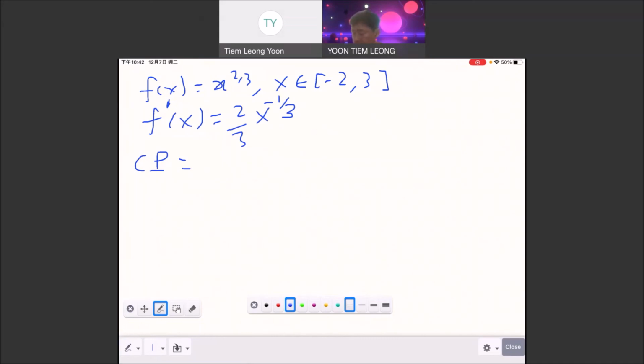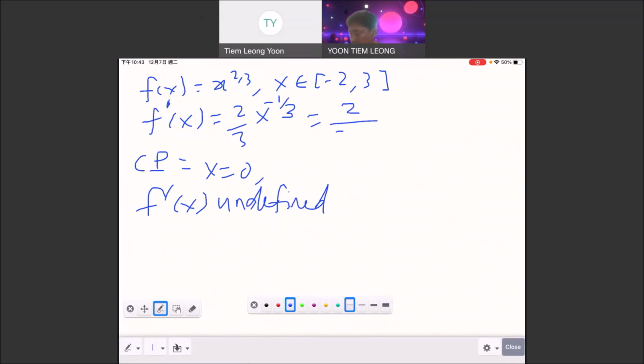If you set x equals 0, then what do you get for f prime? f prime is undefined, because you have 2/3 and then x raised to the power of 1/3 in the denominator. So when x equals 0, the whole thing will just blow up. This is the definition of a critical point: it is a point where the derivative is undefined.